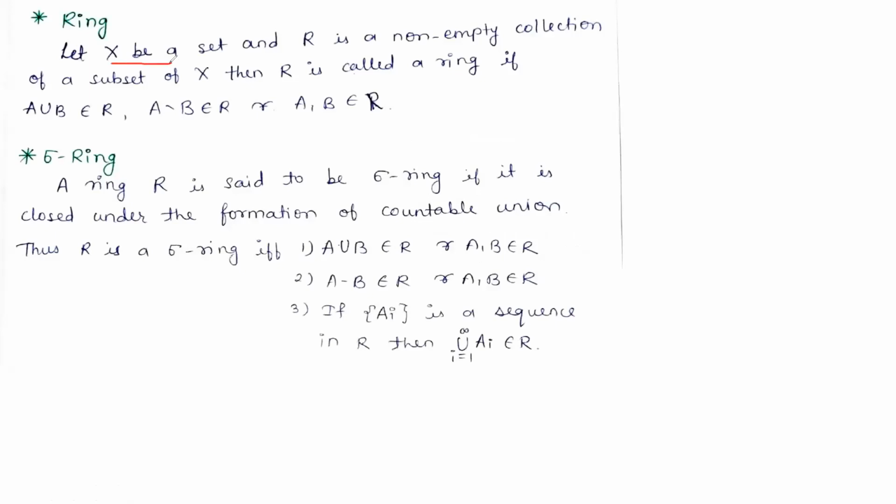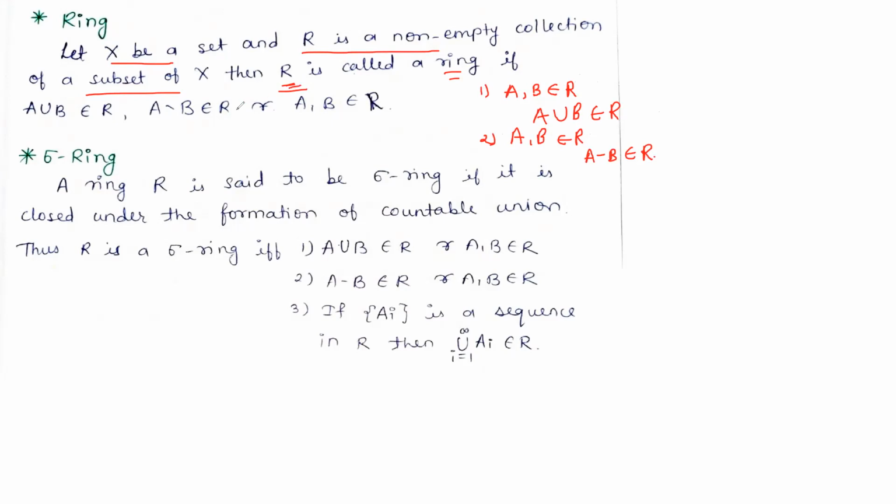Here X is any set and R is a non-empty collection of subsets of X. This collection R of subsets of X is called a ring if it satisfies two properties. First, let A and B be any sets from R; then A union B also belongs to R. Second, for A, B belonging to R, A minus B belongs to R. If these two conditions are satisfied by this collection R of subsets of X, then R is called a ring.